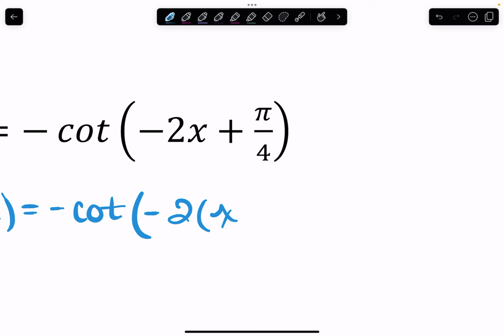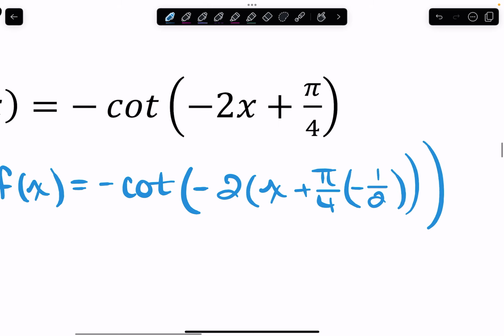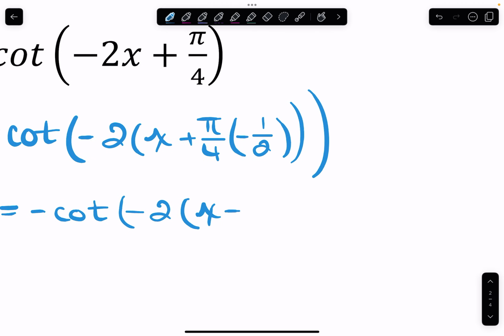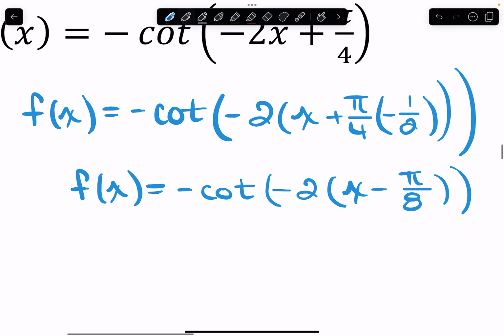Separate the -2 from the x, which means that pi eighths has to be multiplied by its reciprocal, negative. Flip it, 1/2. No addition, subtraction at the back. All right, so we've got negative cotangent of negative 2 times the quantity x minus pi over 8. Close, close.